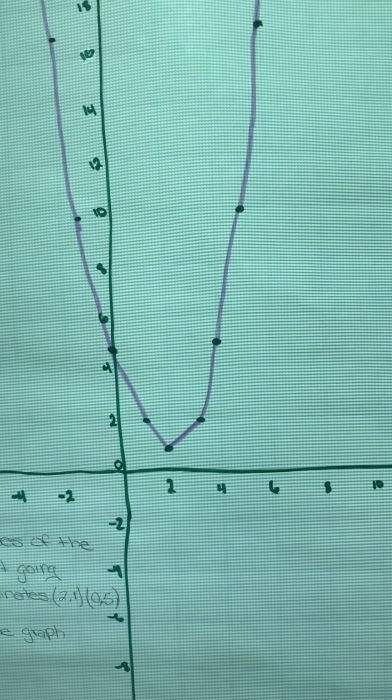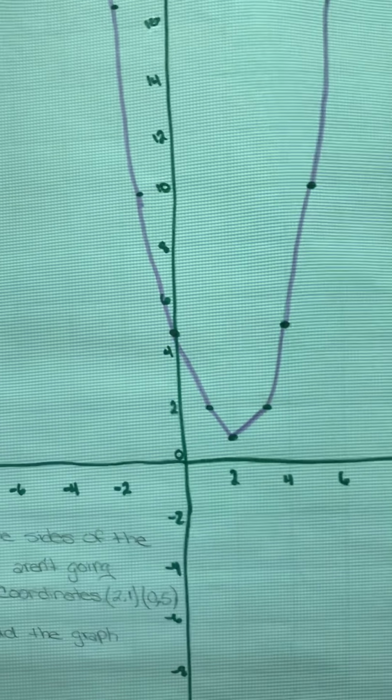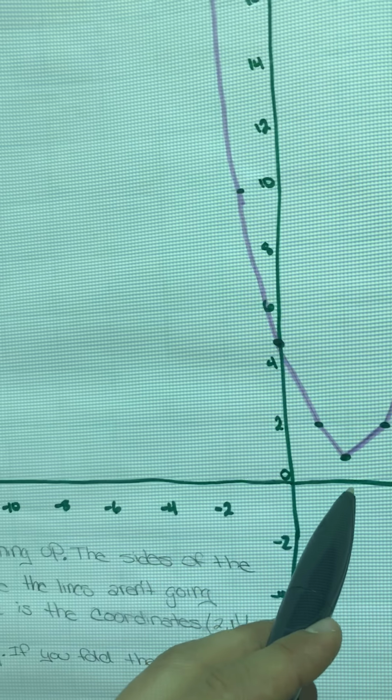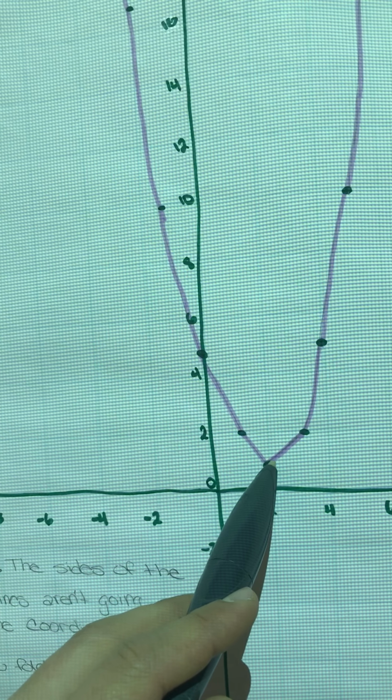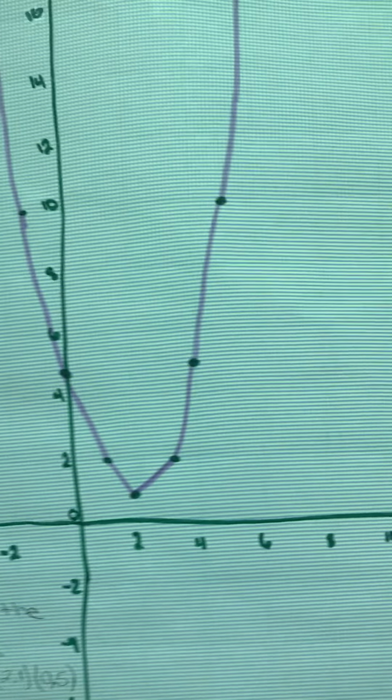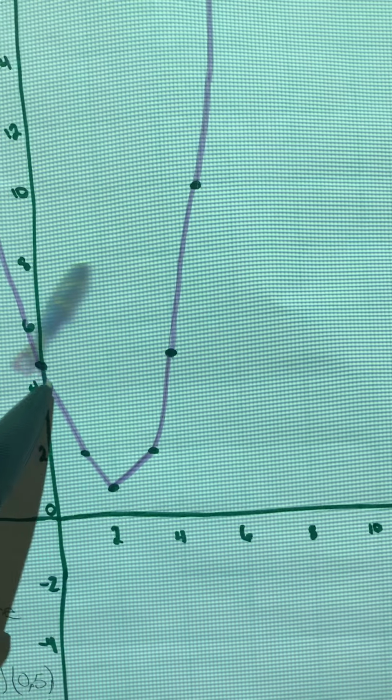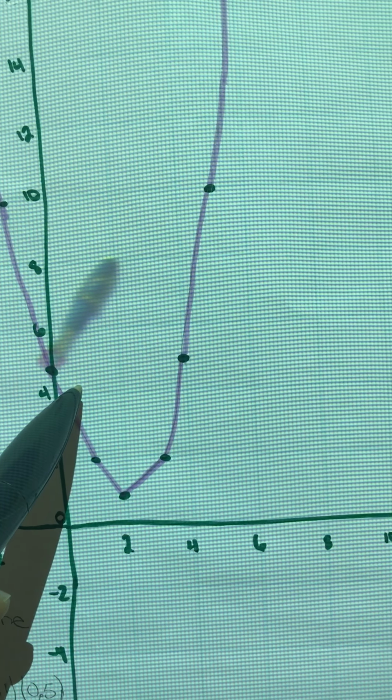They also identified some of those critical points. So one was 2, 1, which is over here. That's what we call the vertex. That's the lowest point, okay? And they also identify this, which is 0, 5, which is our y-intercept.